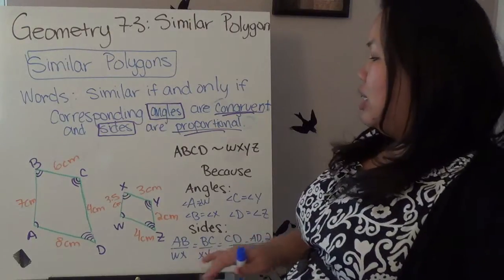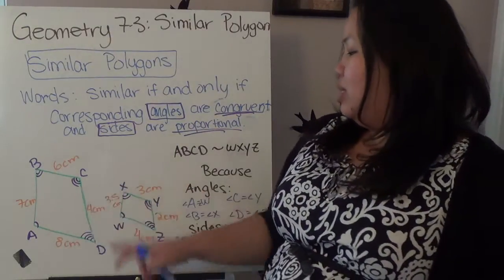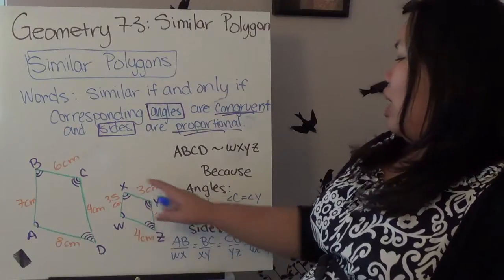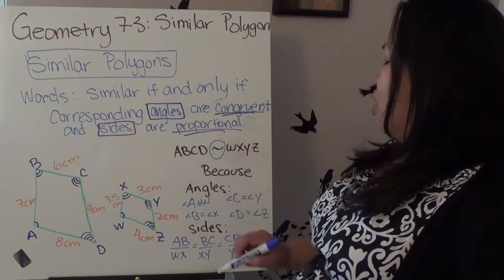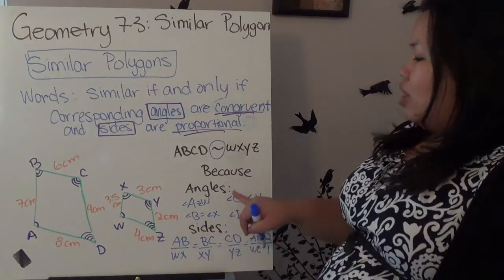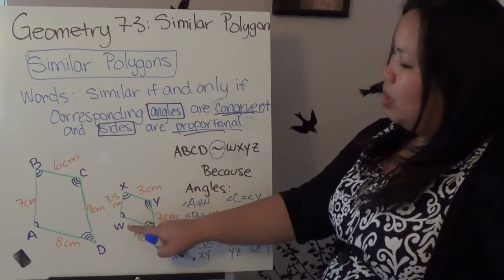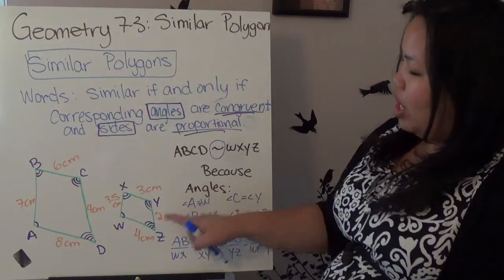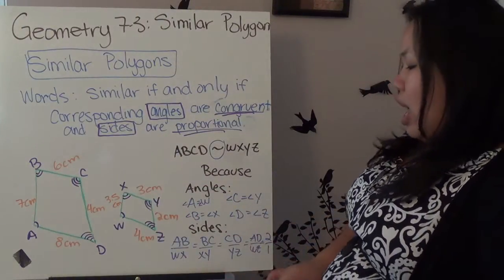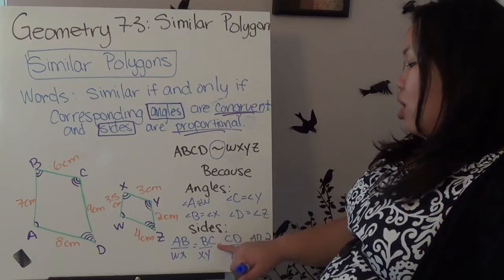So this is rectangle ABCD. This is rectangle WXYZ. And they're similar. This is the sign for similarity because the angles are equal. So angle A equals angle W, angle B equals angle X, angle C equals angle Y, and angle D equals angle Z. And their sides are proportionate.